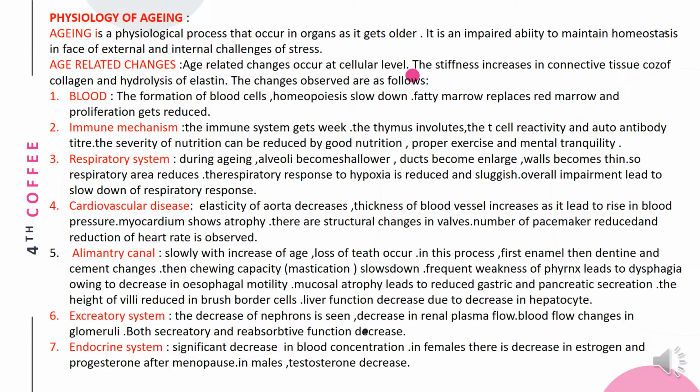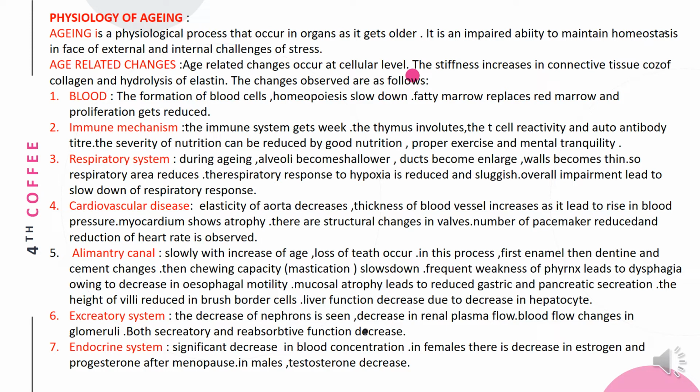Cardiovascular system. Elasticity of the aorta decreases. Thickness of blood vessels increases, which leads to a rise in blood pressure. Myocardium shows atrophy. There are structural changes in valves. The number of pacemaker cells is reduced and a reduction of heart rate is observed.